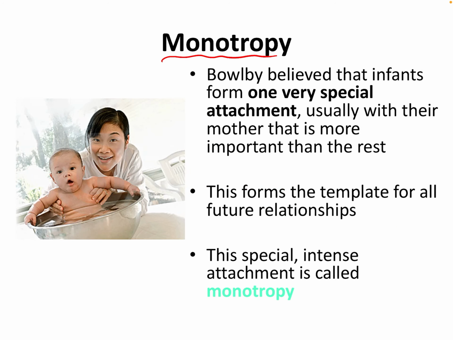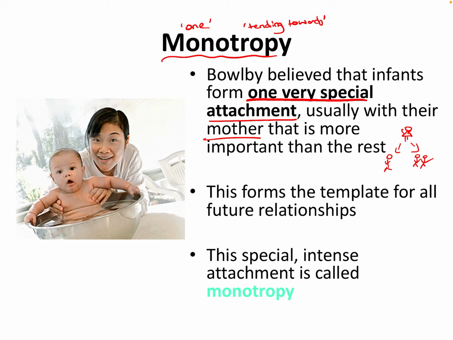We now move on to look at the idea of monotropy. Mono meaning one, and tropy meaning tending towards. So tending towards one person. Bowlby believed that infants form one special attachment, and this attachment is more important than all of the rest. And this was usually with the mother. So we've got a bit of a hierarchy of attachments, with the mother at the top and then secondary attachments, perhaps to the father and grandparents underneath. But it is generally the mother at the top.